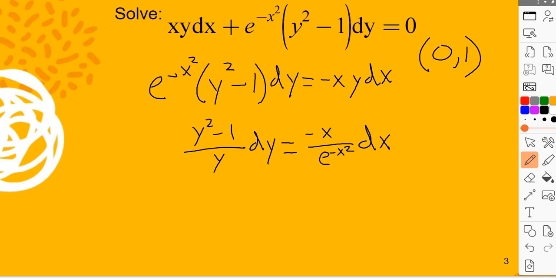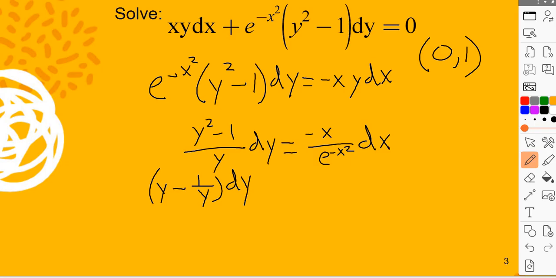Alright. Sure. You can simplify the y squared minus 1 over y. What's y squared over y? Just y. So we get (y minus 1 over y) dy. Are we all okay with that?